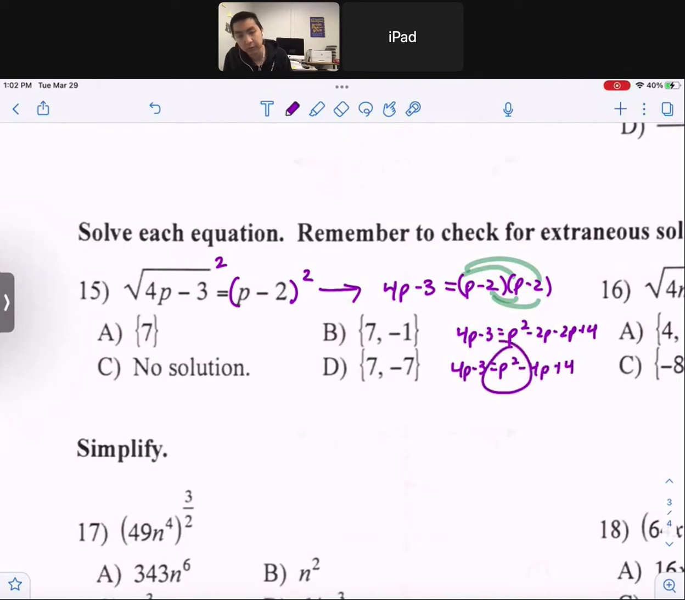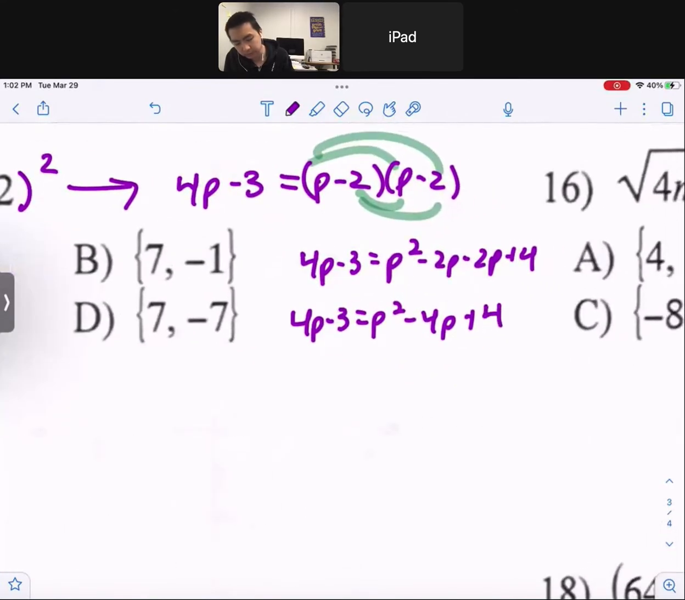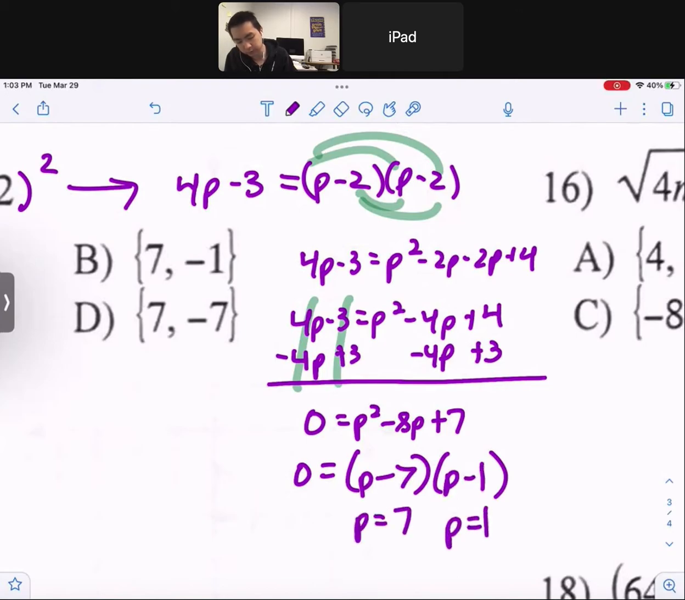And since we're dealing with quadratics, set the equation equal to 0. Minus 4p to both sides, add 3 to both sides. Because that becomes 0. p squared minus 8p plus 7. Factor this, so we get p minus 7 times p minus 1. So p equals 7 and p equals 1.